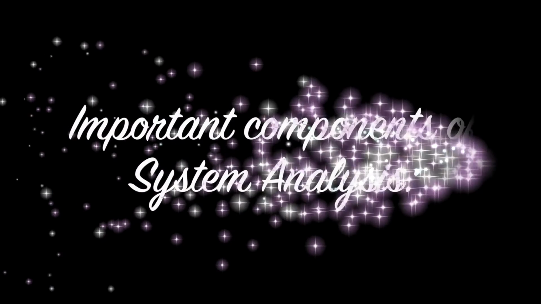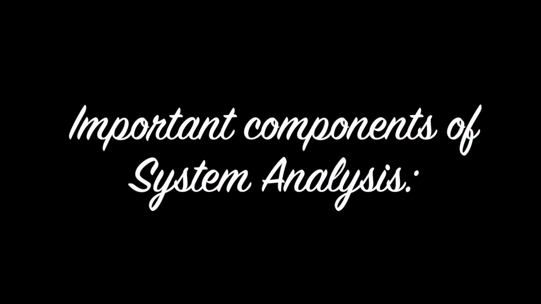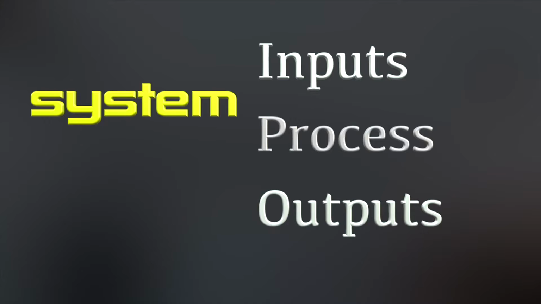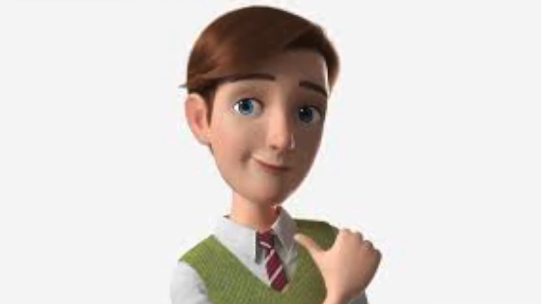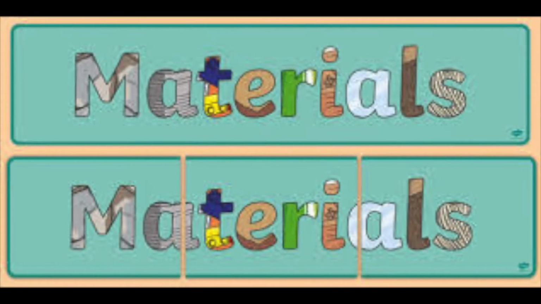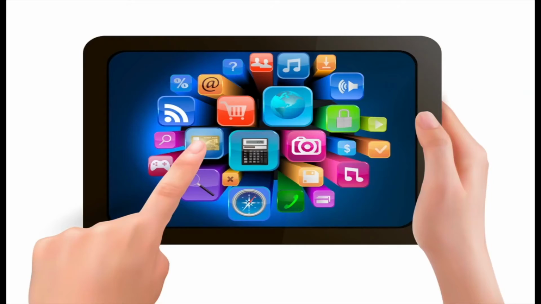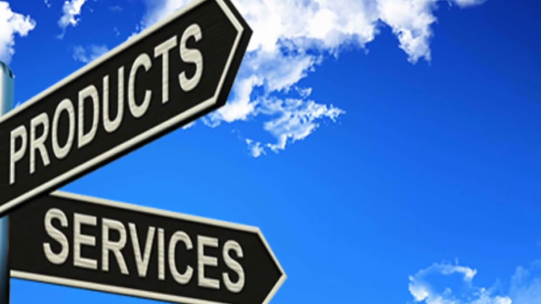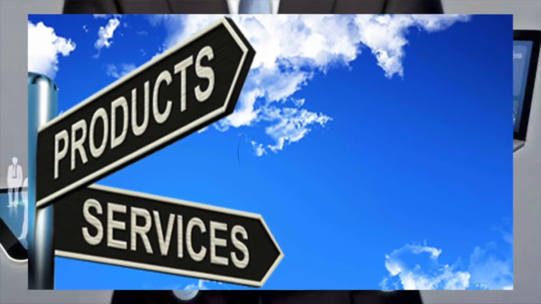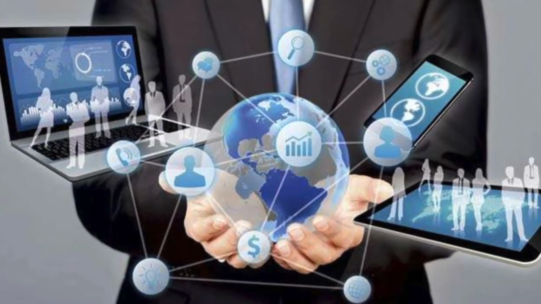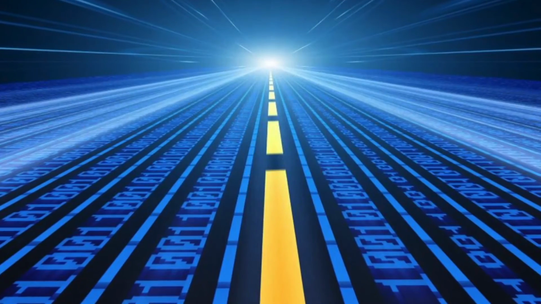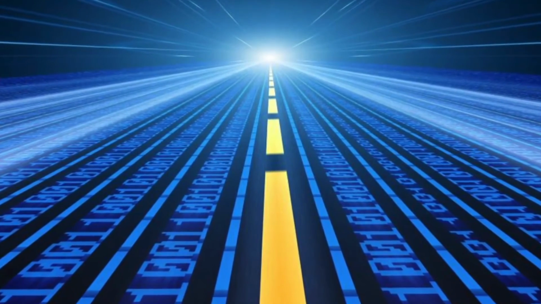Let us see the important components of systems analysis. Within a system are inputs, process and output. Inputs are the human, materials, financial or information resources used to produce a product or a service. Through technology and administrative functions, the inputs undergo a transformation process.